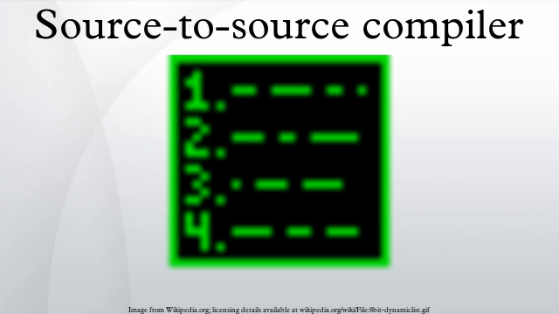A source-to-source compiler, transcompiler or transpiler is a type of compiler that takes the source code of a program written in one programming language as its input and produces the equivalent source code in another programming language. A source-to-source compiler translates between programming languages that operate at approximately the same level of abstraction, while a traditional compiler translates from a higher-level programming language to a lower-level programming language.